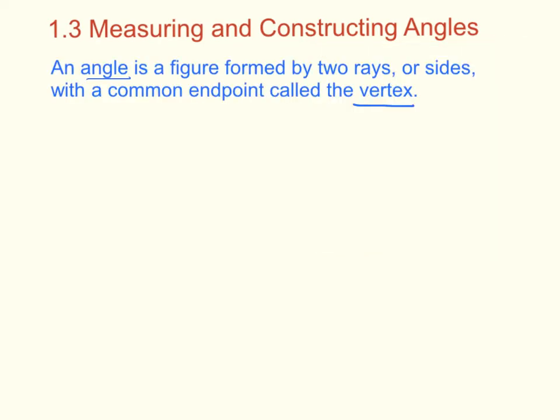We're going to start off with 2 vocab words. An angle is a figure formed by 2 rays, or sides, with a common endpoint called the vertex. So the vertex is that common endpoint where the 2 rays come together. So let's draw an angle here. There's one ray. There's another ray. We're going to call this endpoint R. That's called the vertex. I'm going to put 2 other points on the ray, and let's call them S and T.